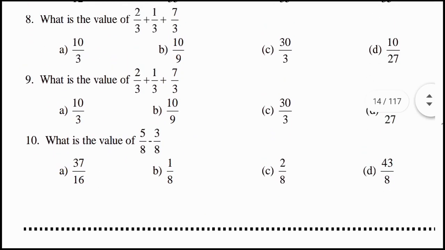Question number 10 is, what is the value of 5 upon 8 minus 3 upon 8? And here the denominators are same, so we directly do subtraction of numerators. 5 minus 3 is equal to 2 and denominator is 8. So answer is 2 upon 8.